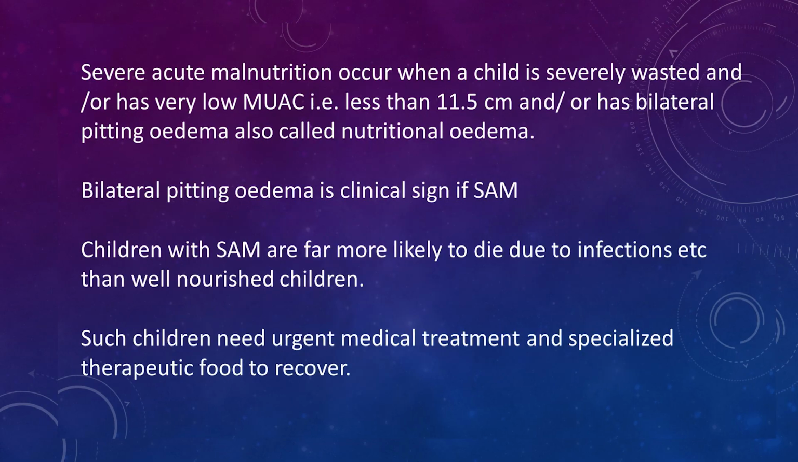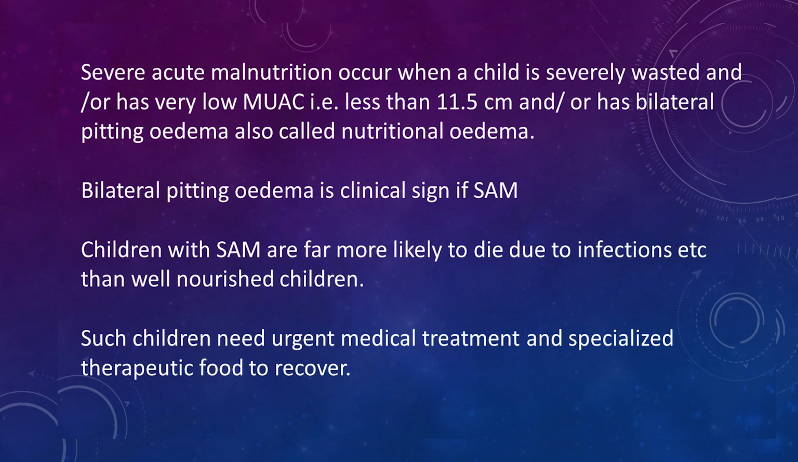Now, severe acute malnutrition occurs when a child is severely wasted and or has a very low mid upper arm circumference, that is less than 11.5 centimeter, and or has a bilateral pitting edema, also called nutritional edema. So, a child having a very thin arm, with mid upper arm circumference less than 11.5 centimeter, and showing bilateral pitting edema, which is called nutritional edema. This is the diagnostic criteria of severe acute malnutrition.